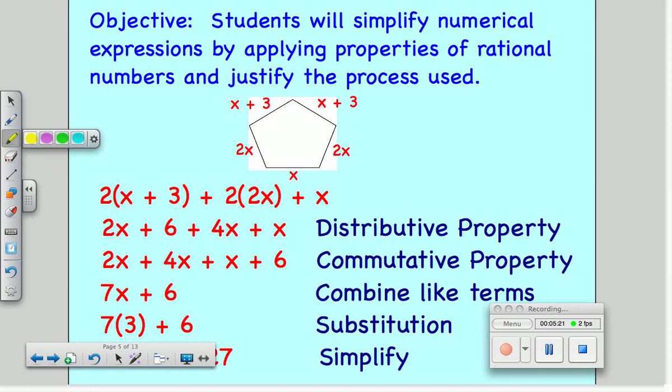So, adding all the sides together, I have x plus 3 here and x plus 3, I have it 2 times. So I can use the distributive property to add these together by saying I have 2 of them, which is where I got this: 2 times x plus 3, because I have 2 of them. And then the next one, how many of the 2x's do you have? Again, 2 of them.